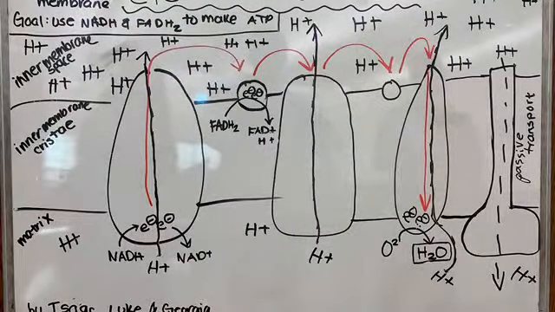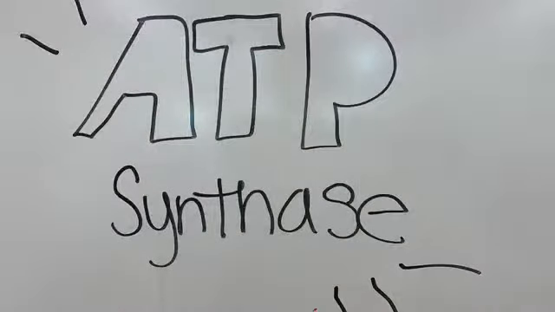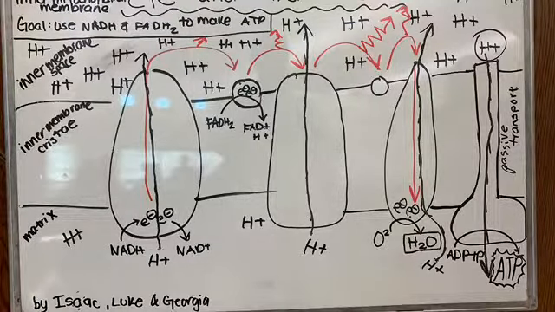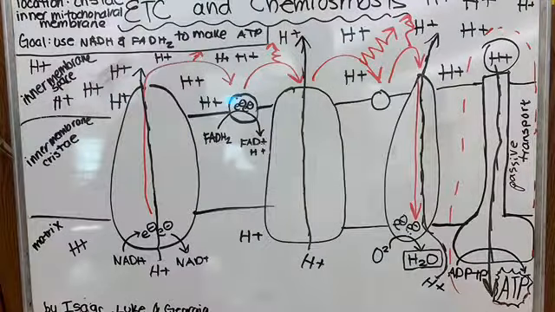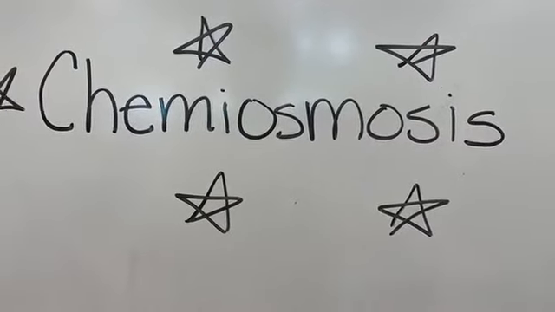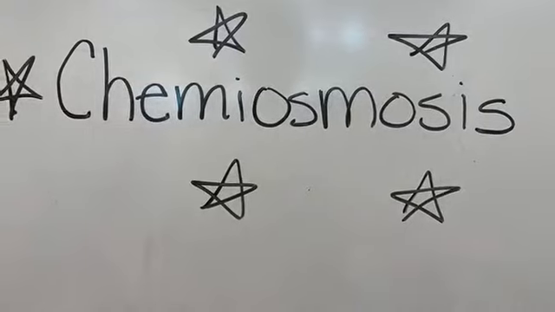Here's the rest of the process. After the proteins have moved enough hydrogen molecules to the intermembrane space, ATP synthase will then use passive transport to pull hydrogen molecules down the concentration gradient, producing ATP from ADP. From this process, about 32 to 34 ATP molecules are made. And that is chemiosmosis.